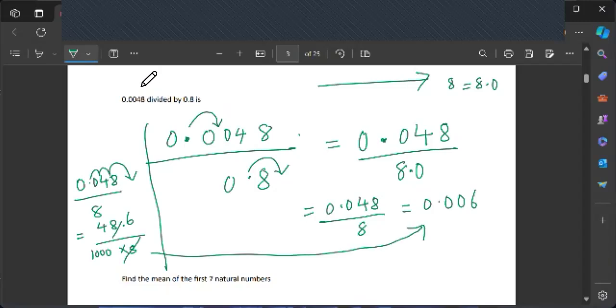So this division we've already covered. You can do it directly, or you should be able to do it in this format. Okay, so 6 by 1000. You can do it like this also. But first, see that you convert your denominator to a whole number.